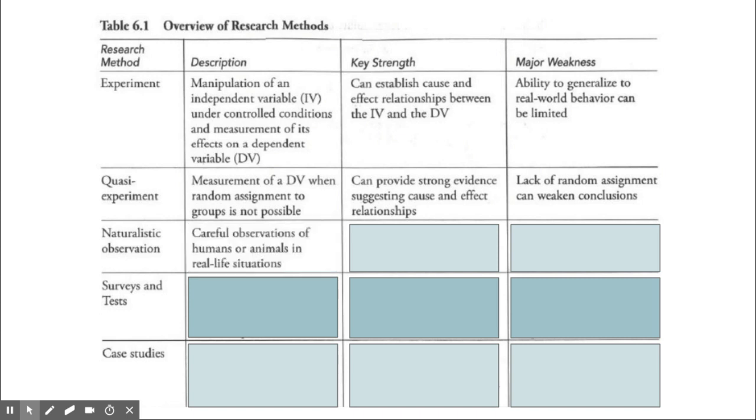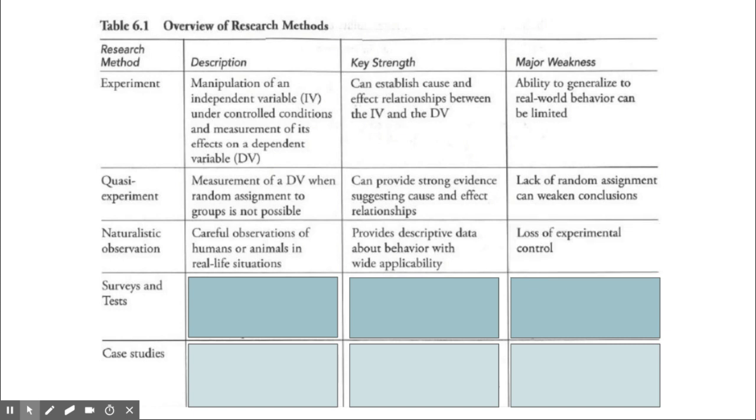Naturalistic observation, which we mentioned a little bit ago, this is great when you want to observe people or animals in a real life situation. Strength, it can provide a lot of descriptive data, but a lot of that is a matter of how you go about collecting that. And then finally, the weakness of that, you lose those controls again, and that can be kind of hard when you talk about the replication.